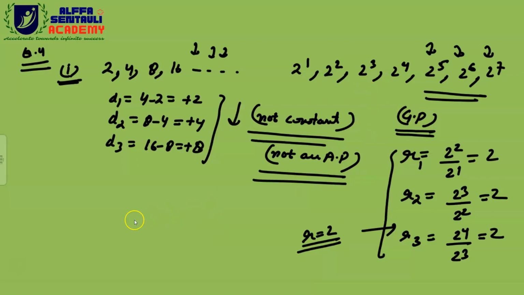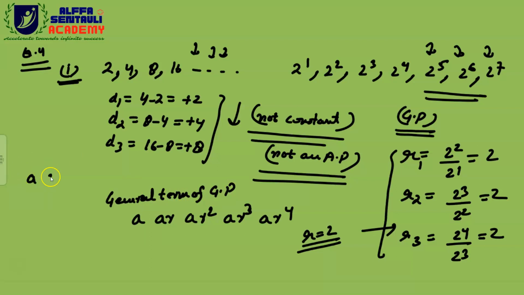How do you write the terms of GP? First term is A, second term is AR, third term is AR square, then AR cube, then AR to the power 4. This is the general term of GP. Just like the general term of AP is A, A plus D, A plus 2D, A plus 3D. So this is what, beta? General term of AP. So if you subtract, you will again get the common difference as D. Take any term, first term, second term, third term, fourth term, you will get common difference D.